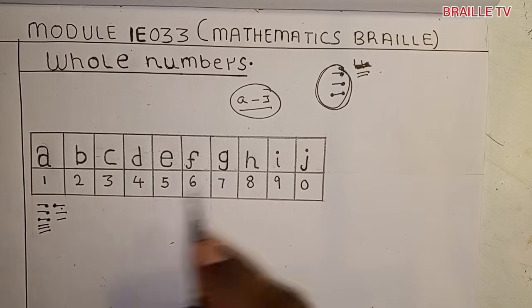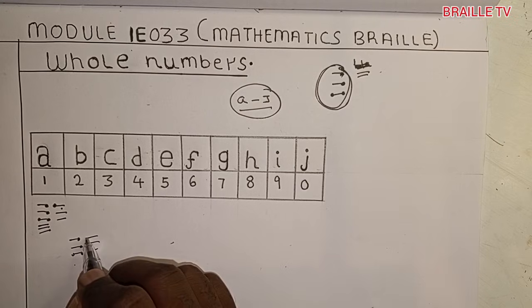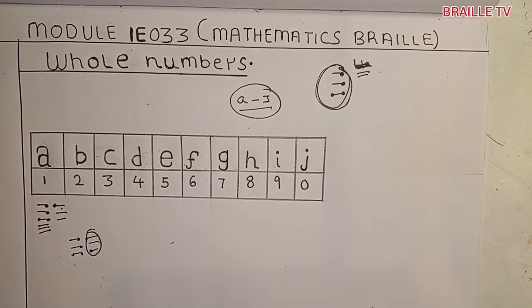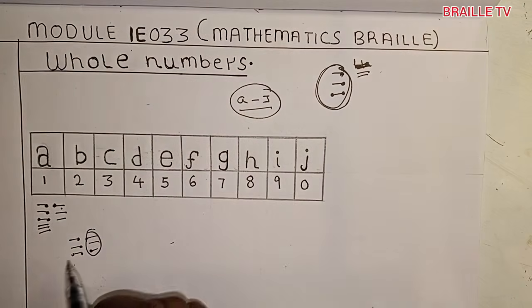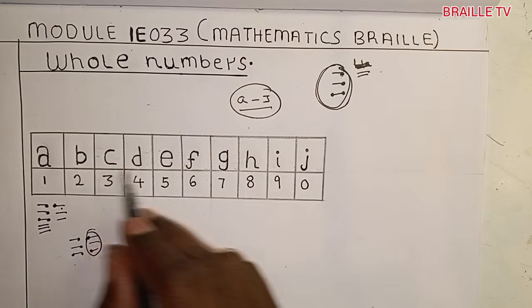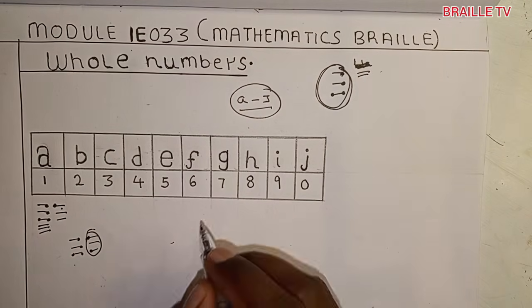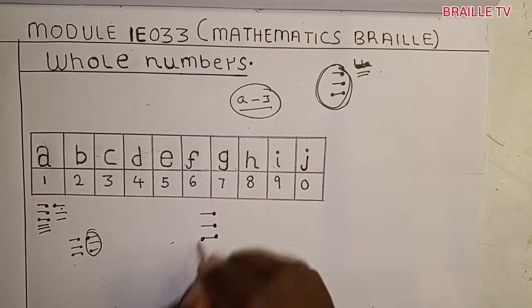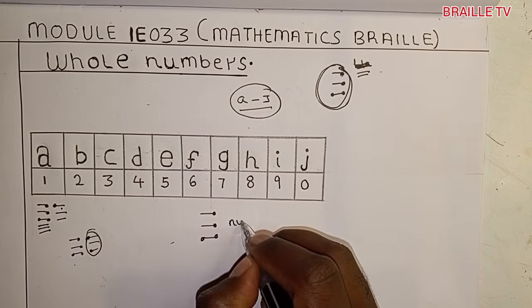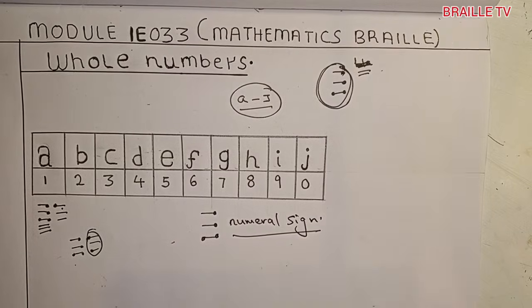If you get a numeral sign and then the letter that follows is K, this K does not represent any number because it is not among these letters. So the numeral sign only shows these letters are not letters, they are numbers. And I said, the numeral sign is written like this. This is what we call a numeral sign. Now teachers, listen to me.